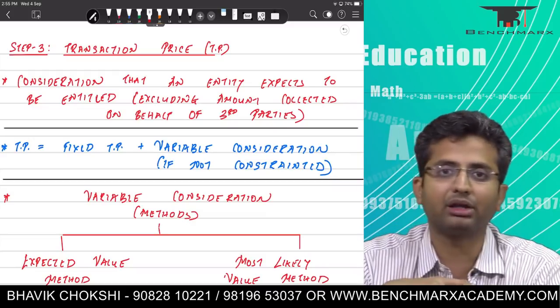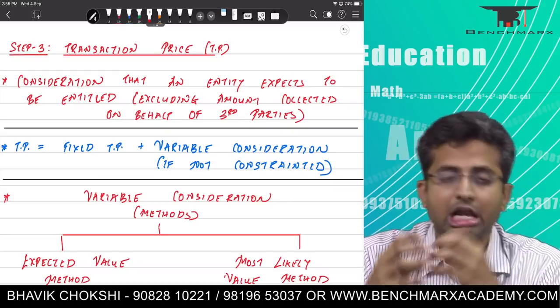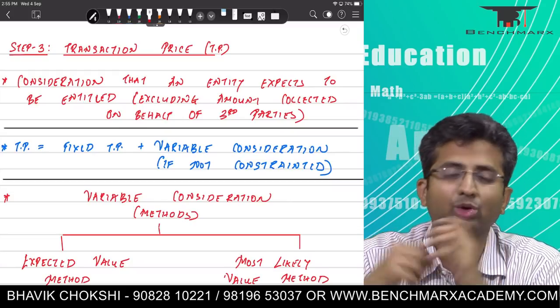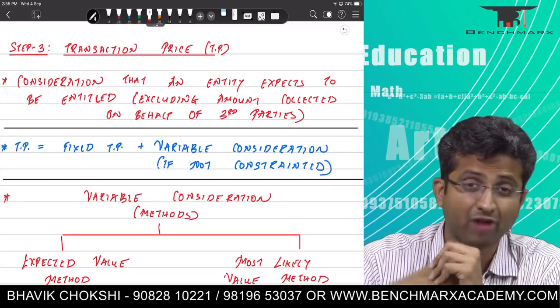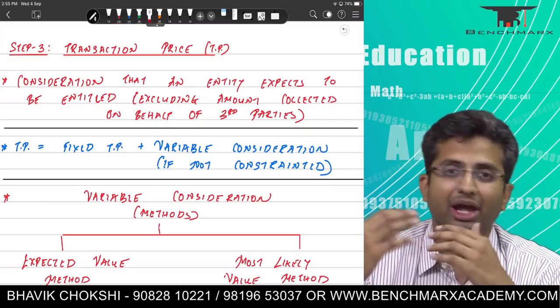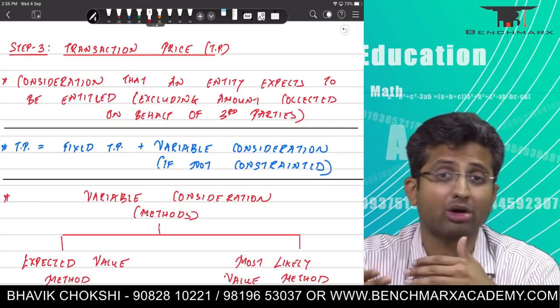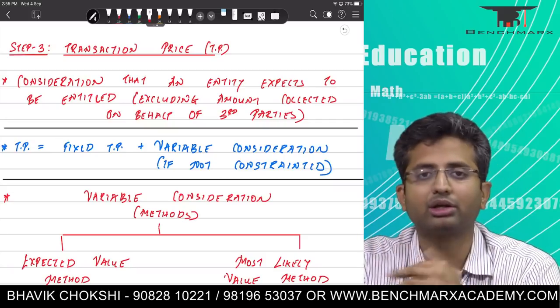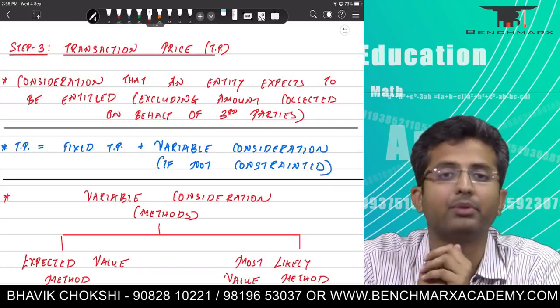We'll take the example of, let us say, a construction contract. Let us say under a construction contract we have agreed to a fixed fee of 50 crores and there is a performance bonus. For every 1 month that you complete the contract in advance, you are going to get, let's say, 1 crore as a performance bonus.